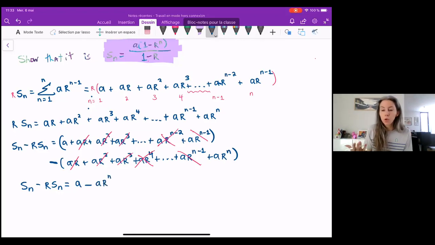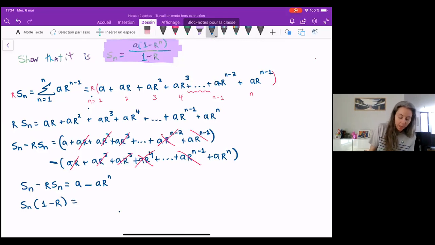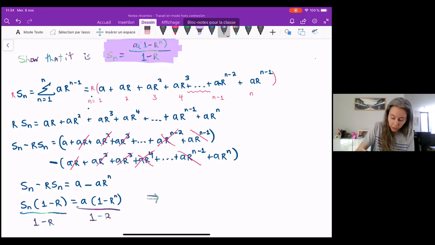Now, remember my ultimate goal is to find that general term. I want to find s sub n, so I'm going to isolate s sub n. First I'll factor out s sub n on the left side, and 1 minus r is left over. At the same time, I'm also going to factor out the a on the right side, because we're trying to show that it is that form up there. So a times 1 minus r to the n. Then all we have to do is divide by that 1 minus r, which leaves s sub n on the left. On the right, we have a times 1 minus r to the power of n over 1 minus r.